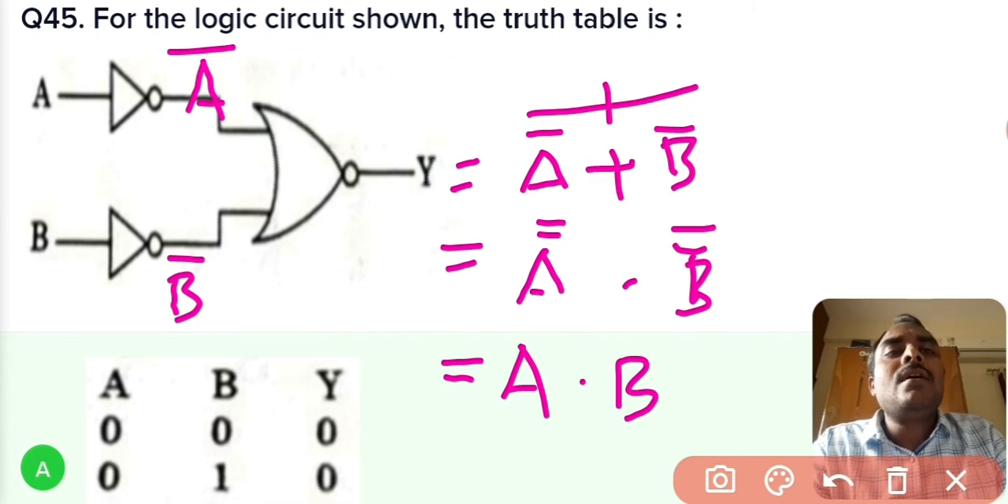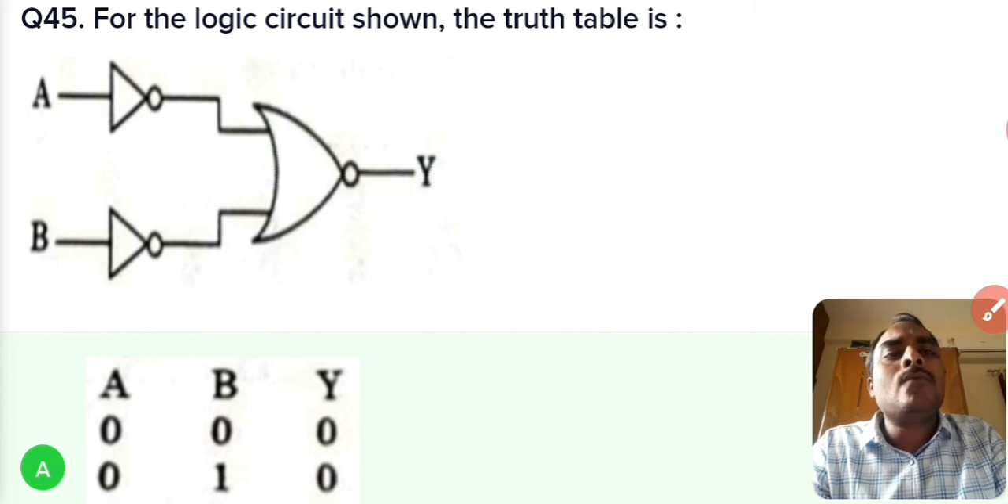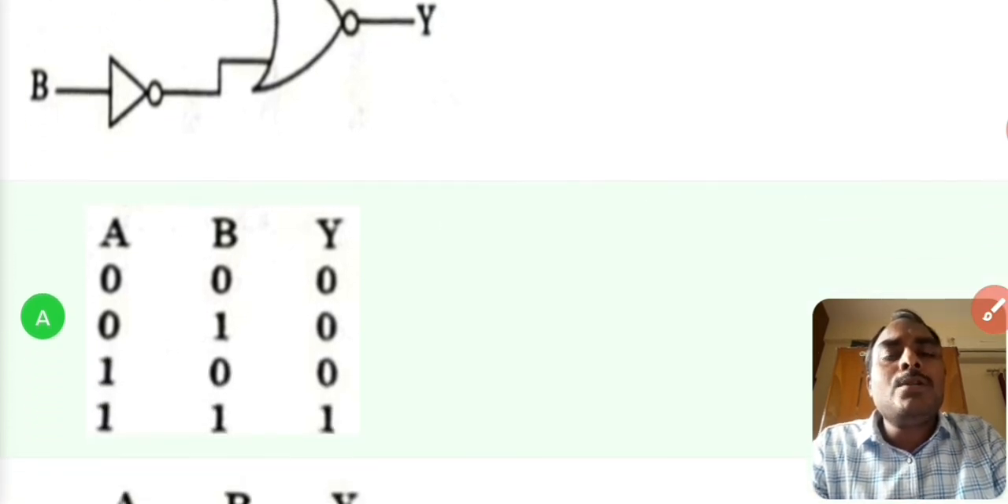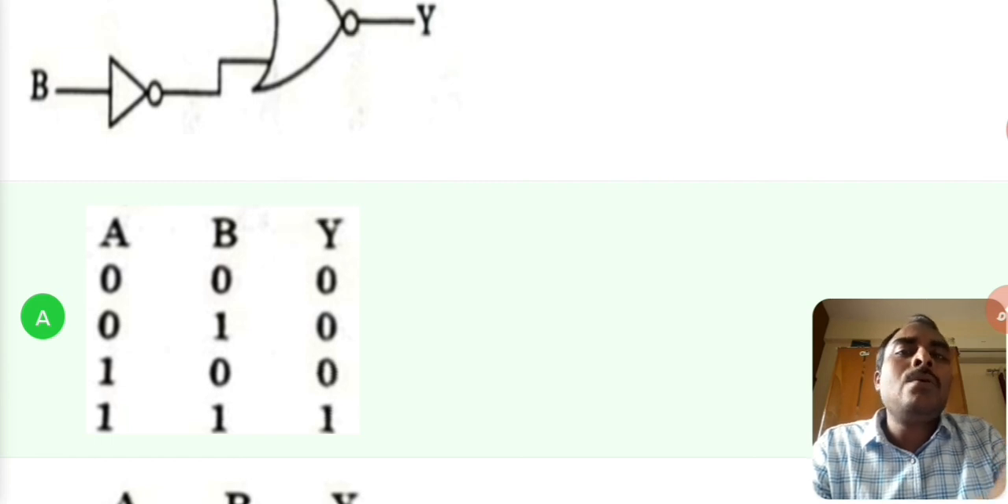So now we need to check the options. AND gate, the output is A into B. Now the first option: input A value 0, B value 0, 0 into 0, output 0. Next, A value 0, B value 1, 0 into 1, 0, Y value 0. And A is 1, B is 0, 1 into 0, 0. Last, A value 1, B value 1, 1 into 1, 1. So this option A is the truth table of the AND gate, and that is the output for the given logic circuit. So the correct option is A option. Thank you.